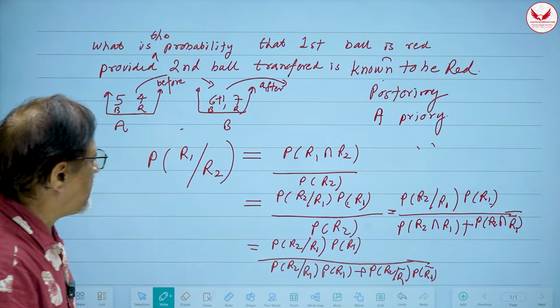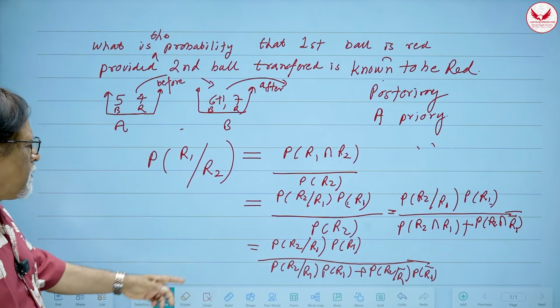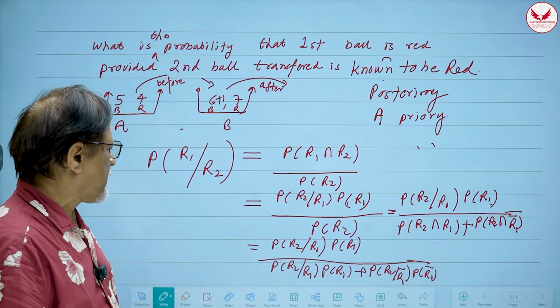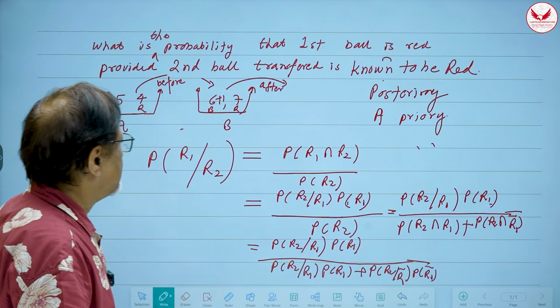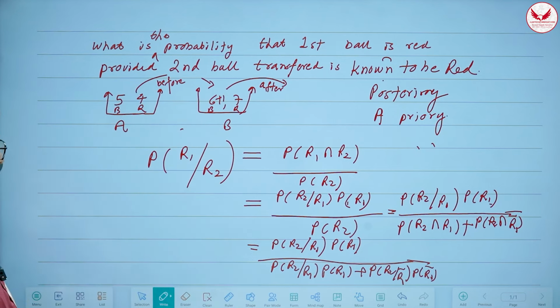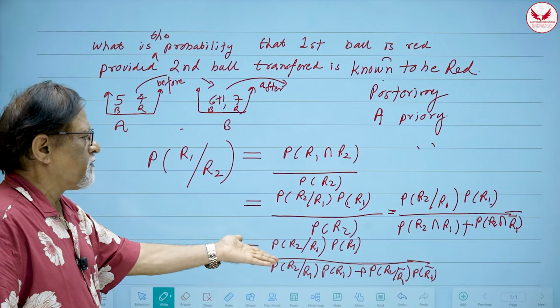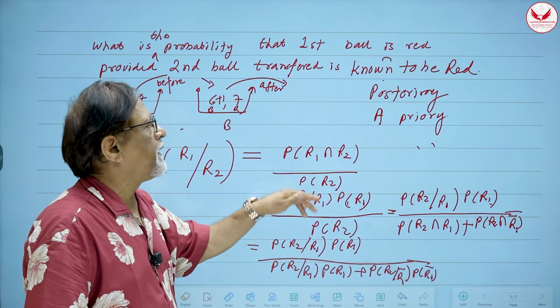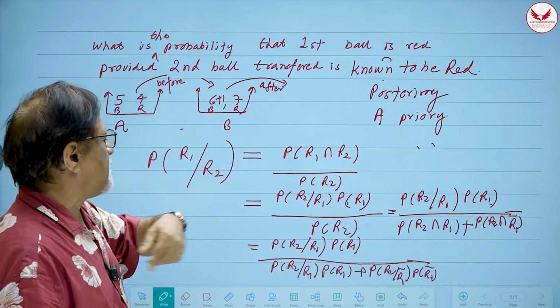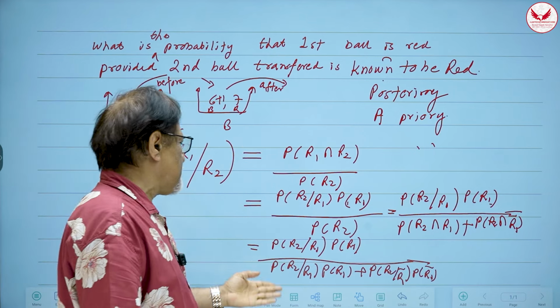So this convenient mechanism has reversed the order of all the events to be calculated. Look at it, R2 by R1, R2 by R1 bar, which I know is very easy to calculate. So this kind of mechanism allows me to alter the order from a priori to posteriori, because that is easier to calculate. Now why is it easy to calculate? Just see.